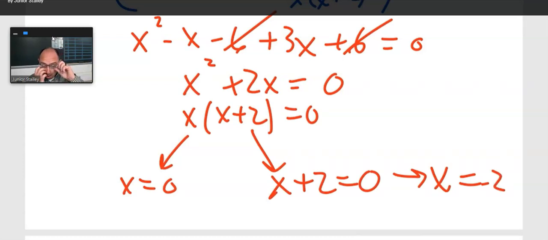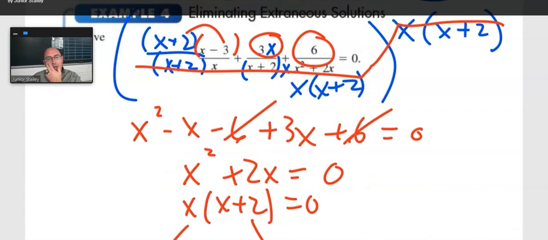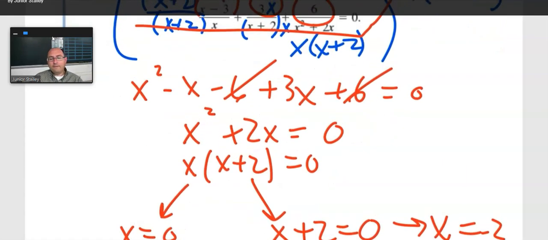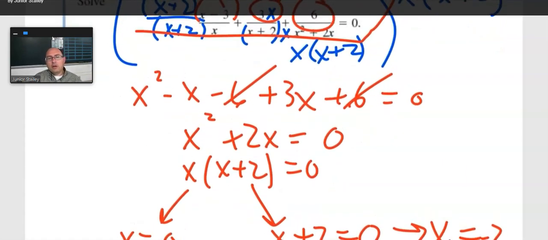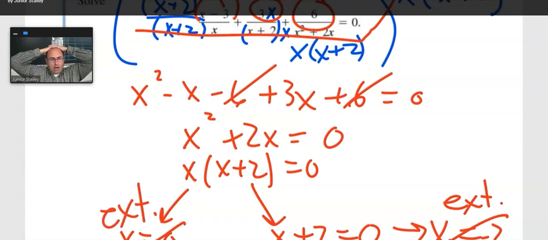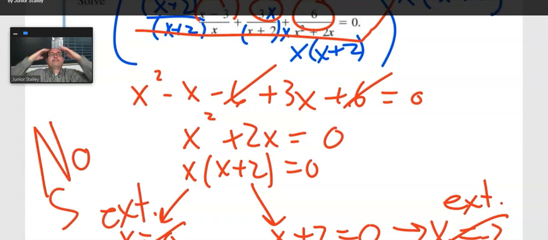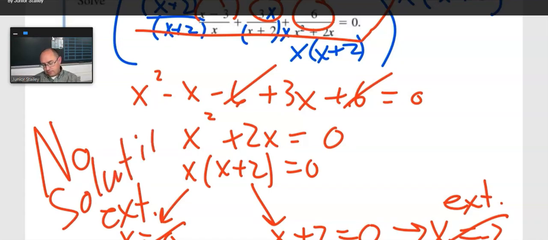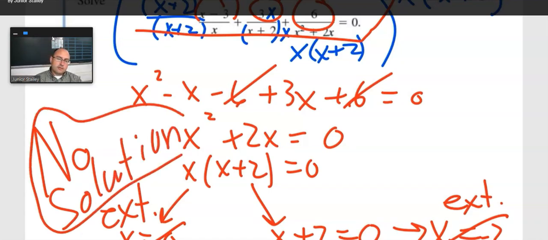Wait a second. Both of those are actually restrictions on the problem. We have a factor of x and x plus 2 in the denominators up here. That means both of these are extraneous. So the answer is no solution, because the only two possible answers did not work. No solution. It's like being in a science class with an empty beaker.